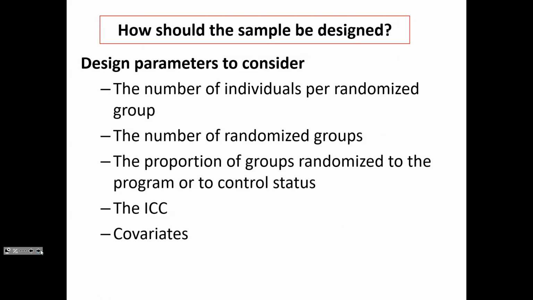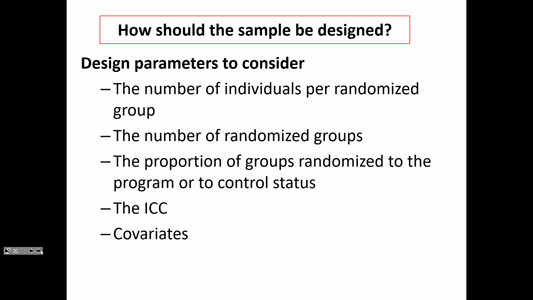So when we're designing the study and we're designing the sample, we want to think about what's the number of individuals per randomized group? What's the cluster size? How many groups are we going to be able to randomize? Again, we're talking about cluster randomized trials here. So how many groups can we randomize into treatment and control? And what proportion of groups should we randomize to treatment and control? And then obviously the ICC, as I said before, is going to play a role. And one way that we can get some power benefits is if we can find good covariates to explain some of that within cluster variance, some of that error variance.